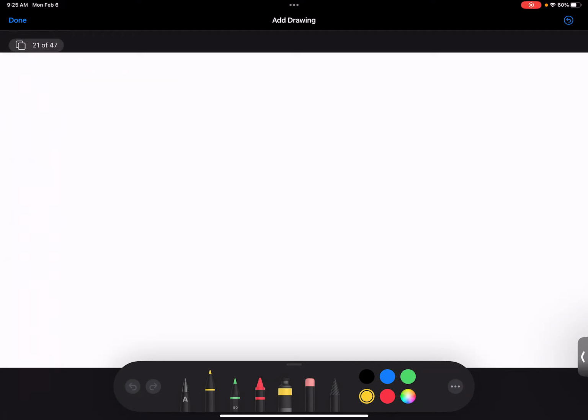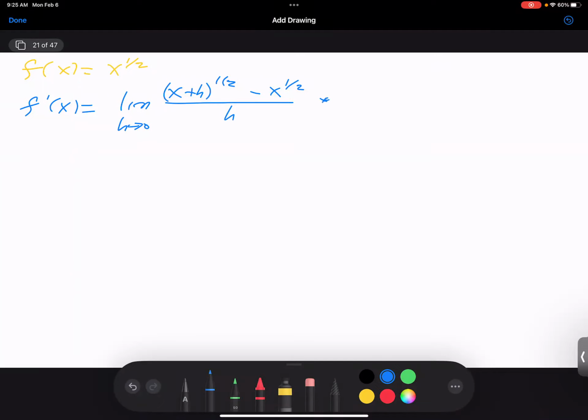So let's do the simple case. Let's do f of x is x to the 1/2. Then I can do f prime of x is the limit as h goes to 0 of (x plus h)^(1/2) minus x^(1/2) over h. I'm going to do nothing.